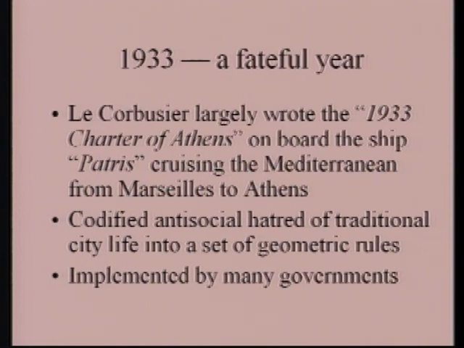1933 was a fateful year for at least two events. Le Corbusier largely wrote the 1933 Charter of Athens, cruising aboard the ship Patris in the beautiful Mediterranean from Marseille to Athens. He codified his antisocial hatred of traditional city life into a set of geometric rules. And for various reasons that I have previously discussed, they were implemented by many governments, both during the war and after the war.